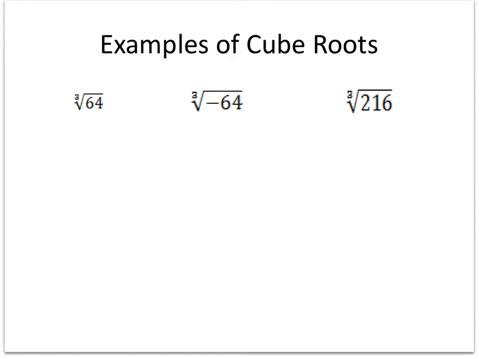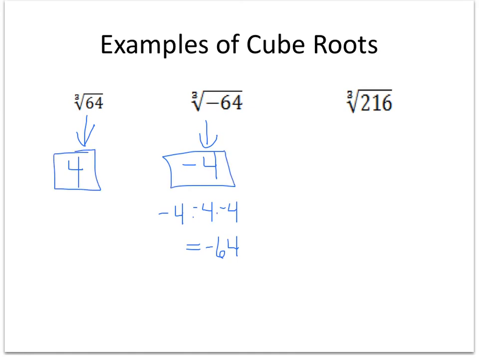So let's show examples of cube roots. We've already talked about the cube root of 64, but let's look at it again. The cube root of 64 is 4, because 4 cubed is 64. The cube root of negative 64 is negative 4, as negative 4 times negative 4 times negative 4 will equal negative 64. Notice how I drop the radical sign after I take the cube root. The cube root of 216 is 6, because 6 cubed equals 216. It may be handy to keep a chart of perfect cubes and perfect squares and perfect fourths.